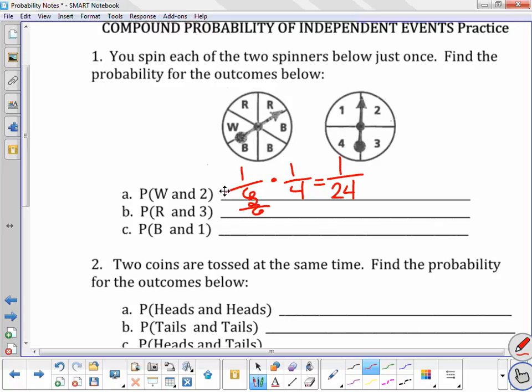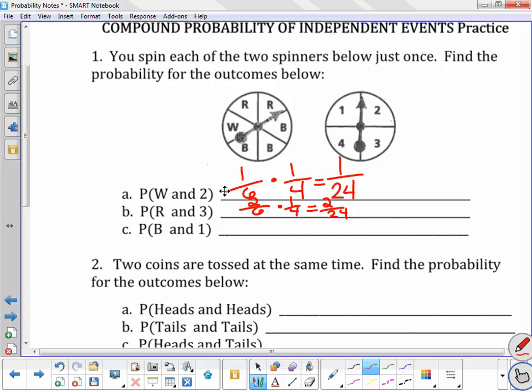You could either simplify this now, or you could simplify it in the end. So 2/6 times 1/4, because there is 1 three out of the 4 outcomes. I multiply this across. 2 times 1 is 2. 6 times 4 is 24.